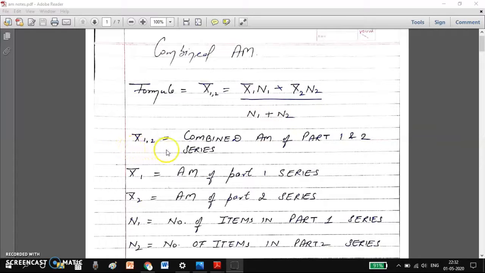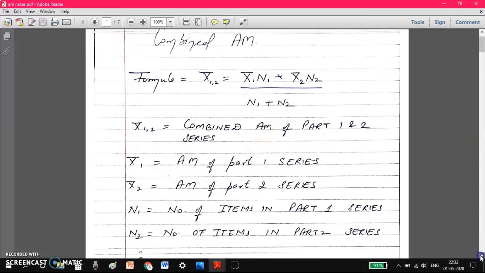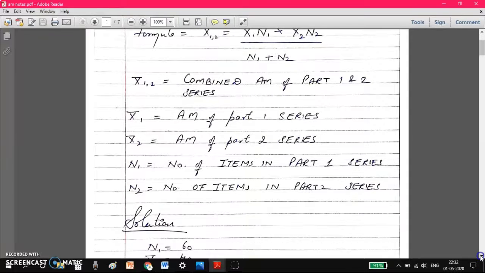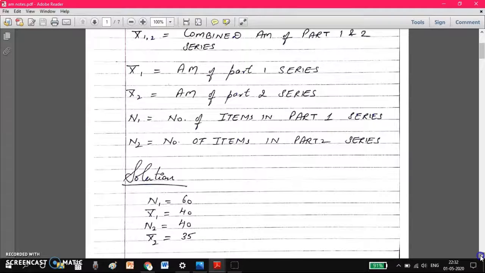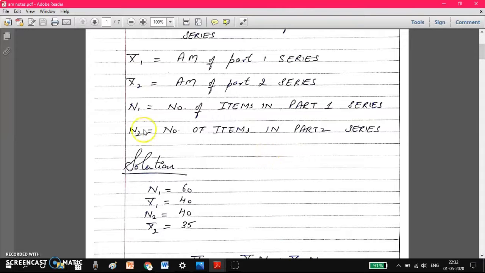So mean 1,2 is the combined arithmetic mean of part 1 and 2 series, and mean 1 is the arithmetic mean of series 1, and mean 2 is the arithmetic mean of series 2. n1 is the total items of part 1 series, and n2 is the number of items in the part 2 series.